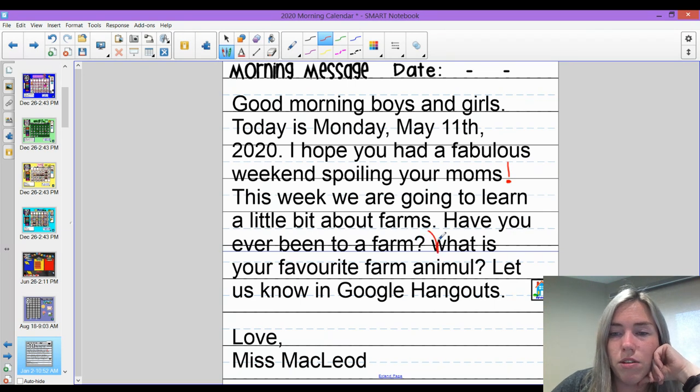Looks like this W needs a capital because we have a question mark here. What is your favorite farm animal? Something looks wrong with animal here. If you didn't find it the first time around, can you try and guess what is wrong with it now? If you guessed that this U should be an A, you are correct. So good job. Let us know in Google Hangouts.